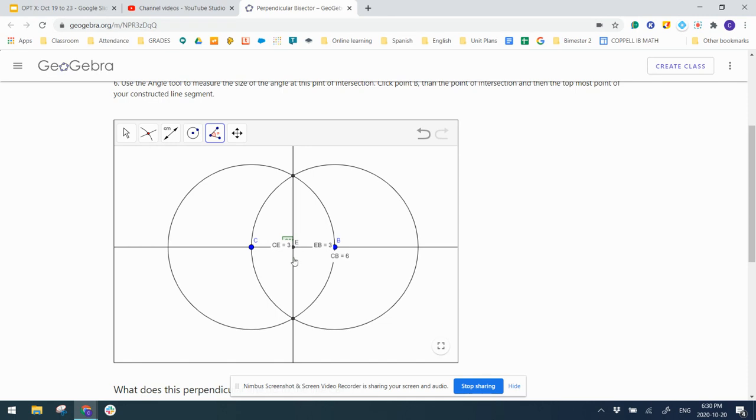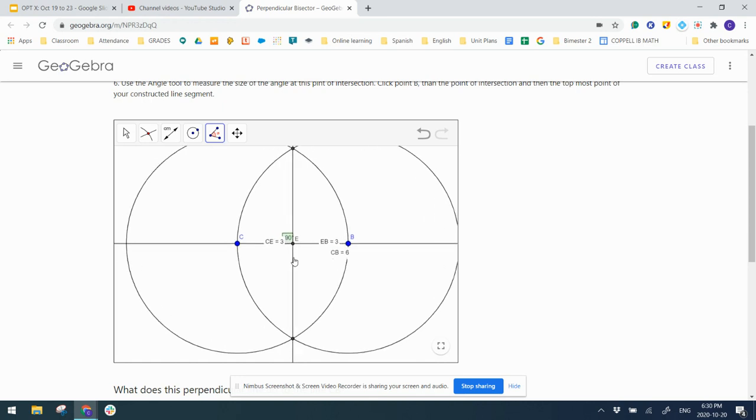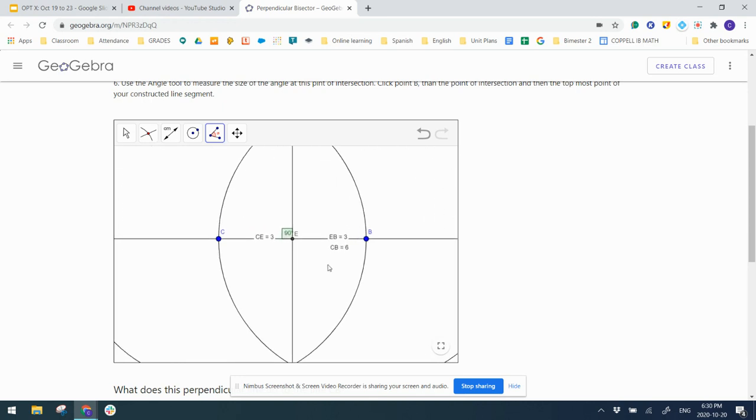Normally if you're doing this with pen and paper, you would use a compass to draw the circles and then a ruler to draw the straight line. But thankfully, we now have technological programs that will do this for us. So remember, these were the kind of steps that you needed in order to do the classwork that was assigned today.